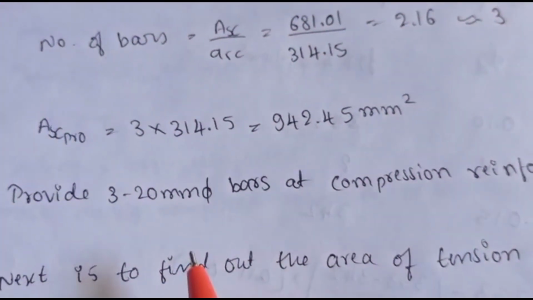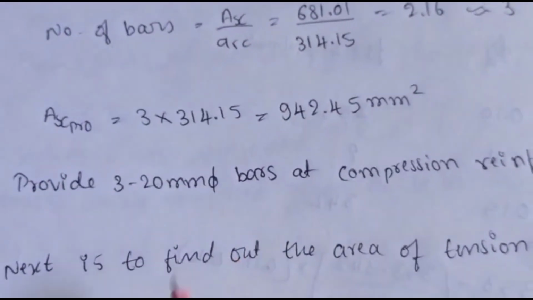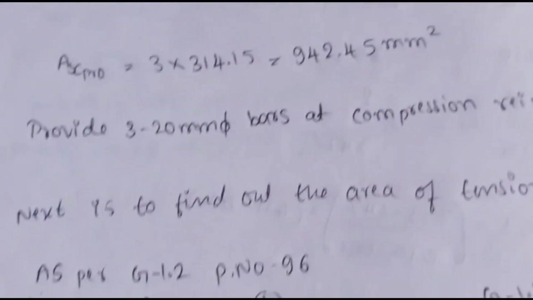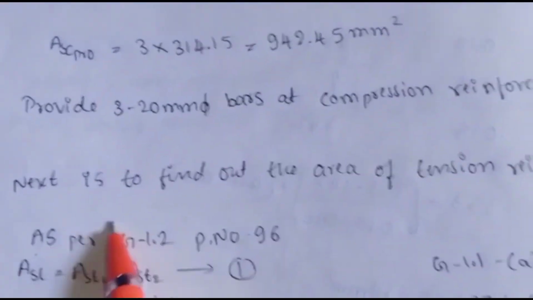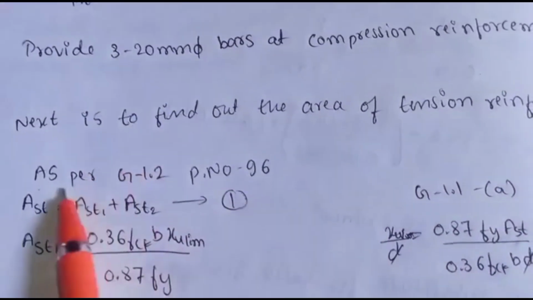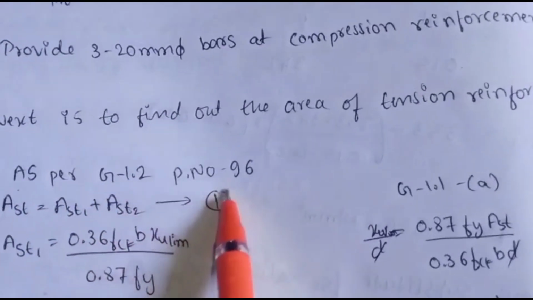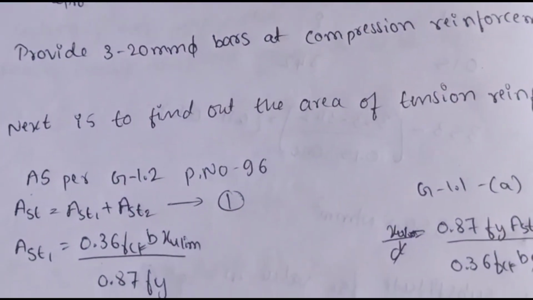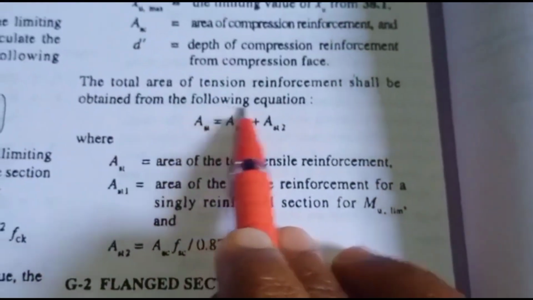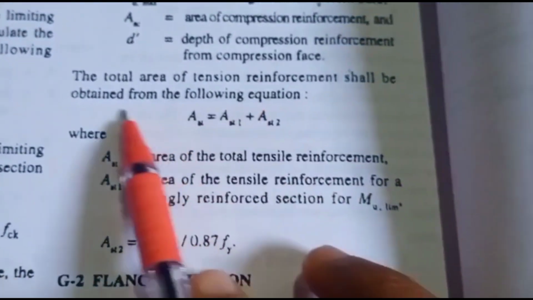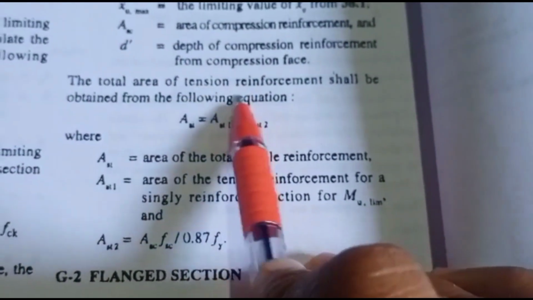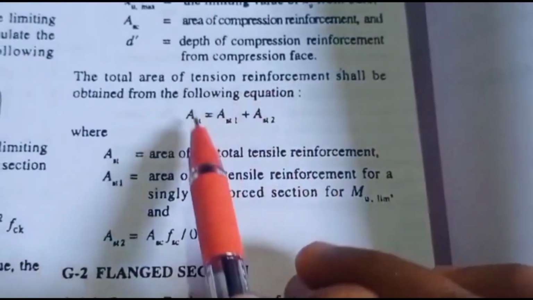After that, the next step is to find the area of tension reinforcement. For that, as per G-1.2 on page number 96, we'll see what it says. This is page number 96. The total area of tension reinforcement shall be obtained from the following equation. So we need to calculate the area of tension reinforcement by using this equation.